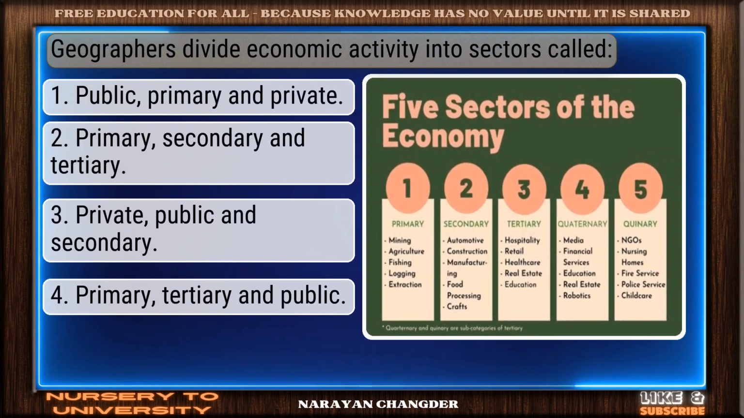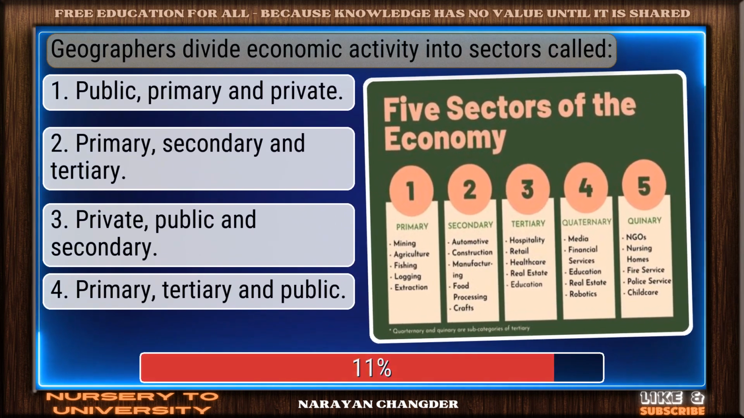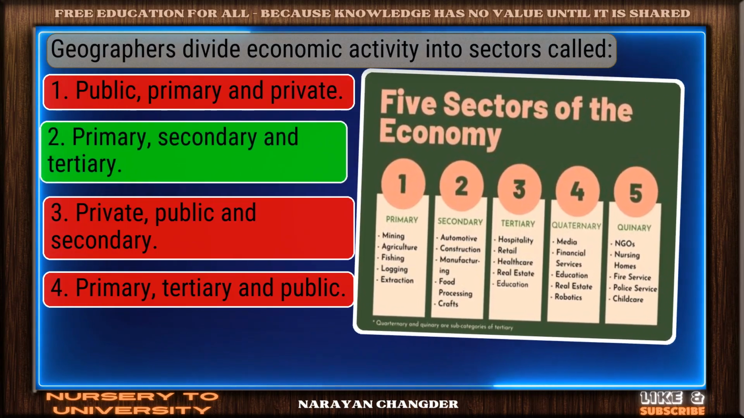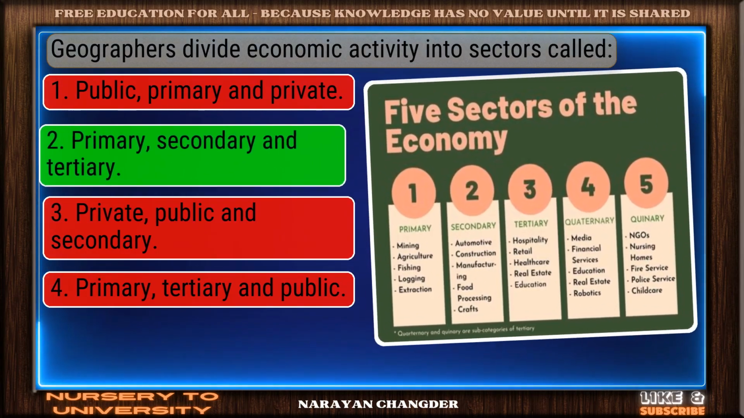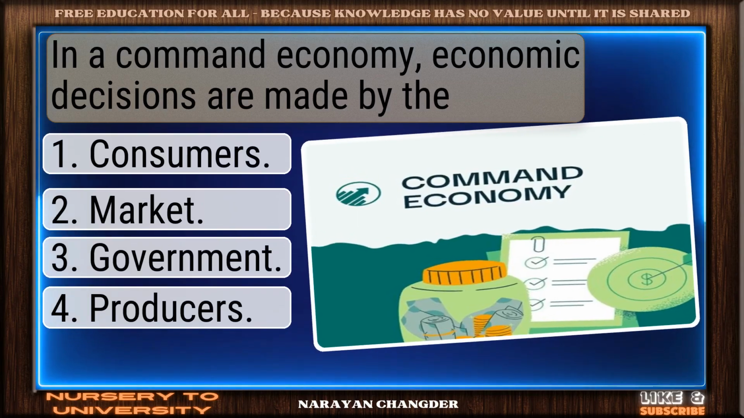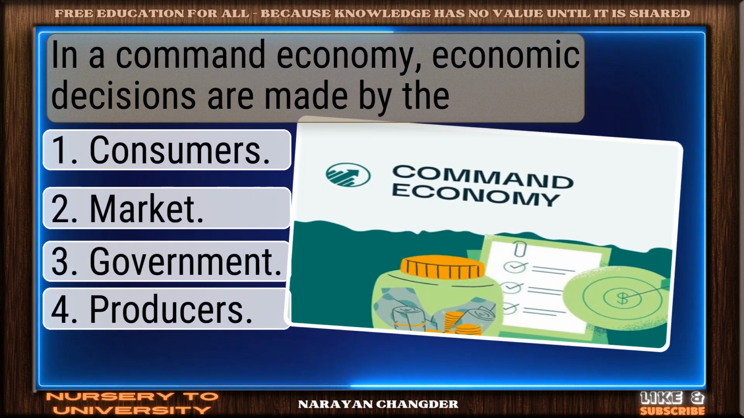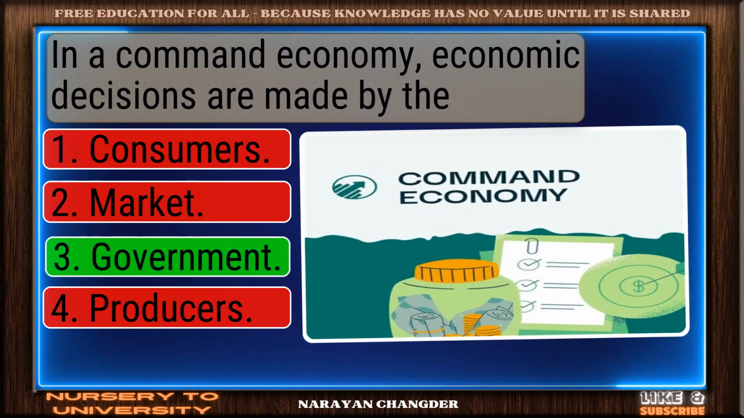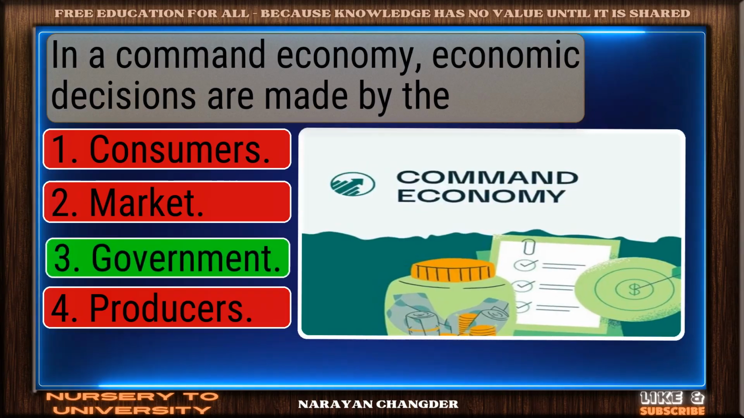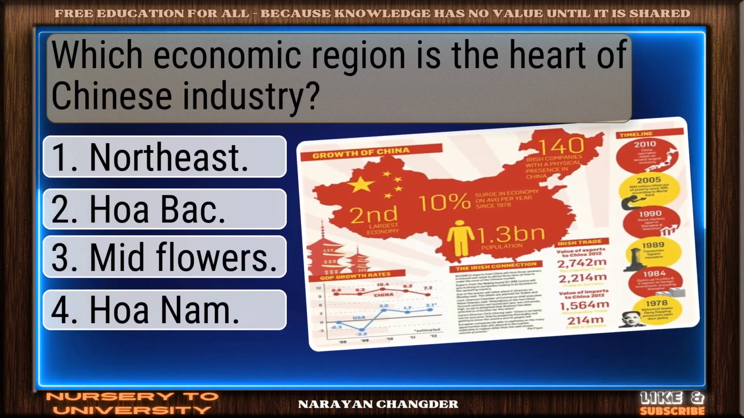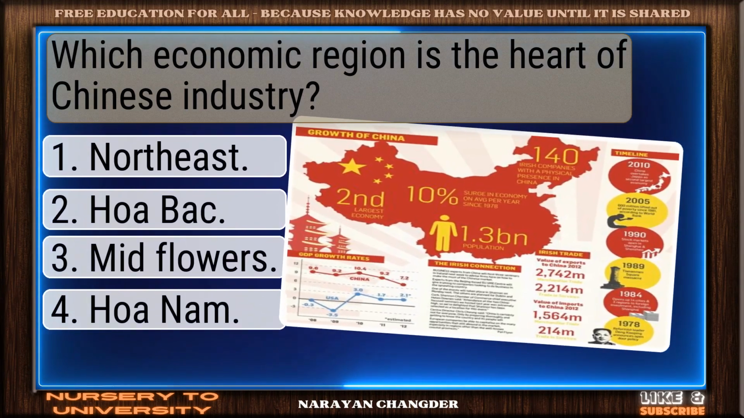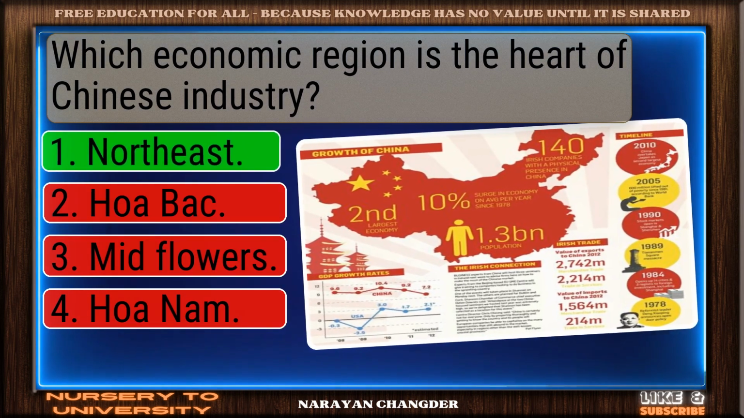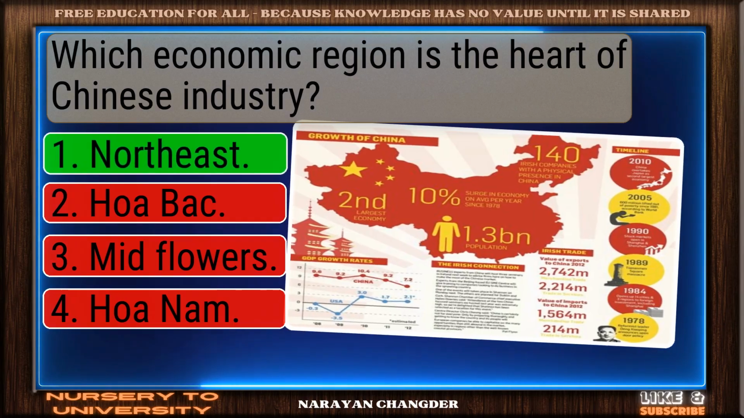Geographers divide economic activity into sectors called. You chose primary, secondary, and tertiary. And it is correct. In a command economy, economic decisions are made by the. Nice selection. Government is the correct and valid answer. Which economic region is the heart of Chinese industry? You're right. Northeast is the correct answer.